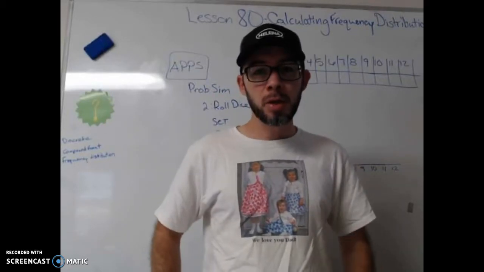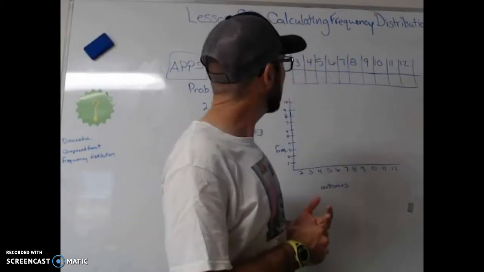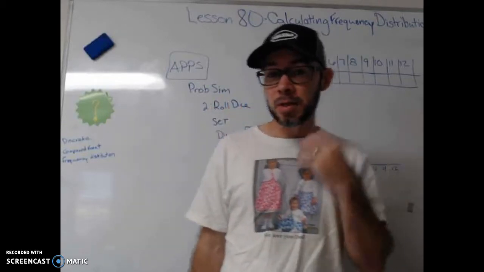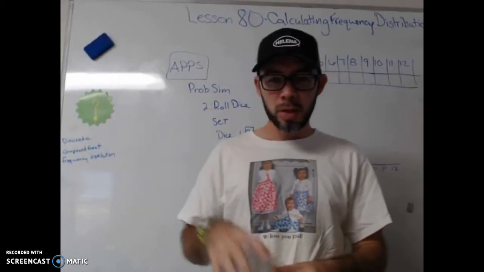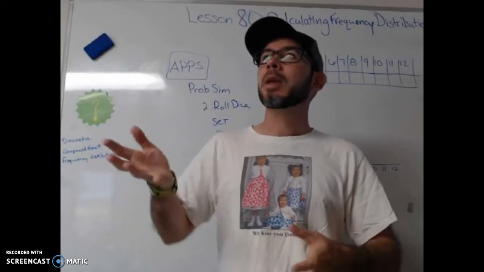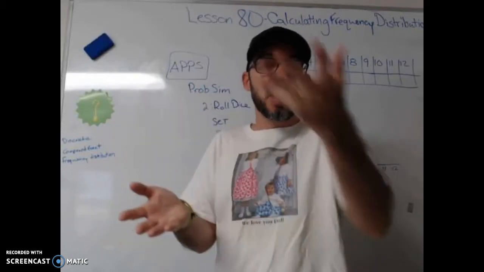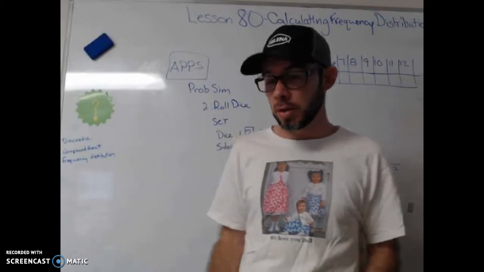We're going to be doing some probability today. We're going to do some frequency distribution. And what we're going to deal with today is the difference between what's supposed to happen and then what actually does happen, and seeing how well those two things line up.